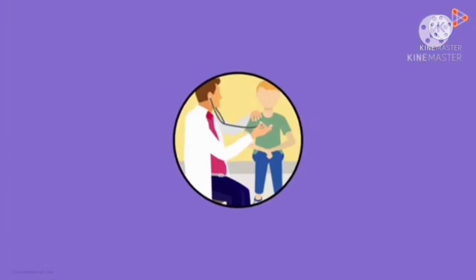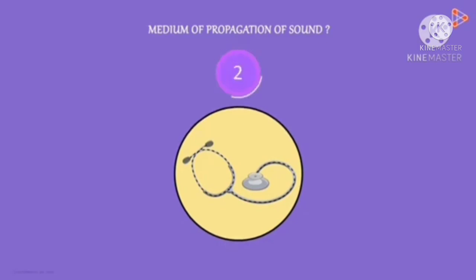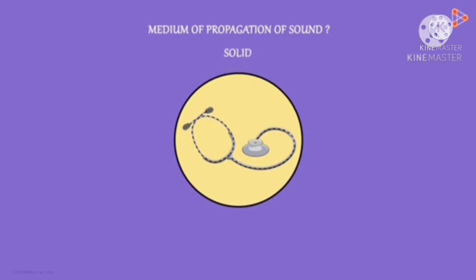What instrument does the doctor use to check the rate of your heartbeat? Yes, it's called a stethoscope. Doctors place a small disc-shaped object called a turnable diaphragm against your chest. The sound of your heartbeat travels through the tube and can be heard from the two earpieces. So, can you guess the medium of propagation of sound here? Yes, here the medium of propagation is a solid. The tube through which the sound travels is the solid.